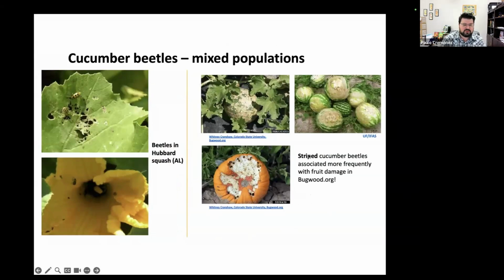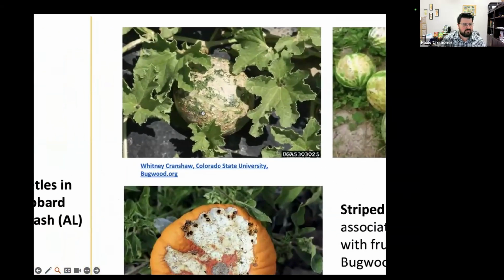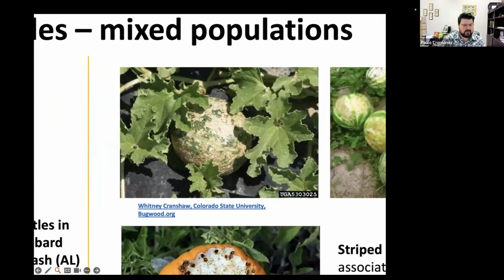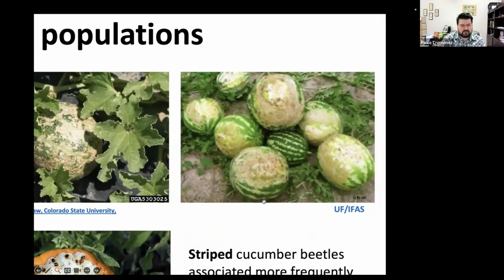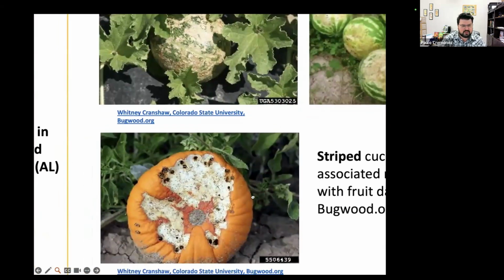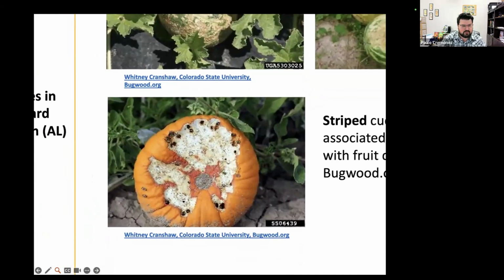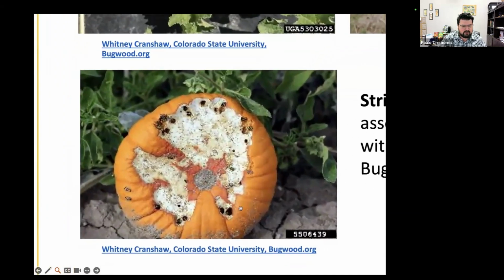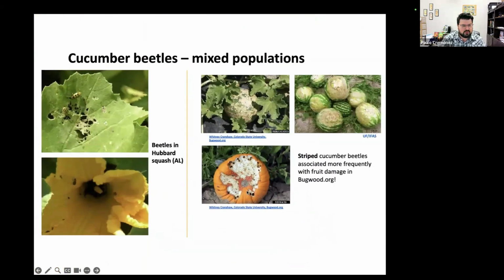Striped cucumber beetles are more associated with fruit damage. So here we have some damage on the melon rind. Over here, this is very characteristic as well. This is absolutely a no-no for melon production. This will be very devastating. And this on pumpkins as well. You can see the characteristic damage here on the fruit. So they are really damaging if not controlled.